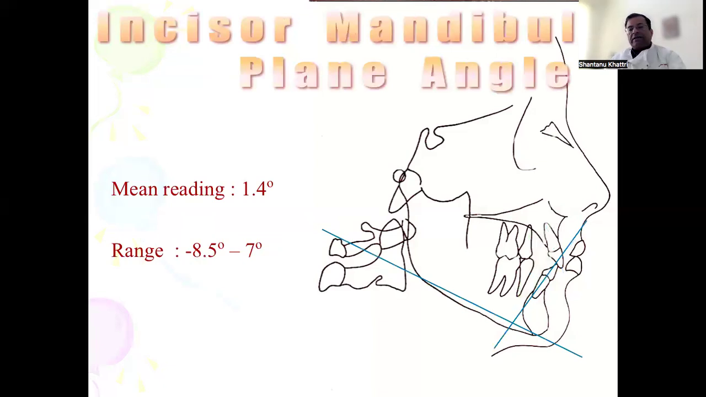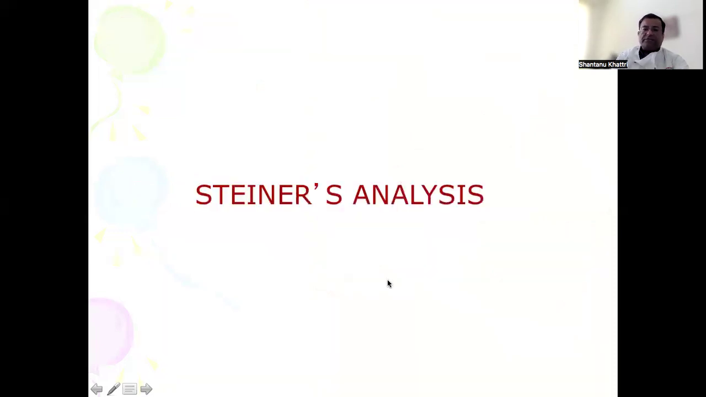Incisor mandibular plane angle, that is, whether the lower incisors are proclined or retroclined in relationship to the mandibular plane. The mean reading is 1.4 degrees and the range is minus 8.5 to 7 degrees. So the long axis is drawn, and the gonion and menton plane. This internal angle is marked and the reading is analyzed.